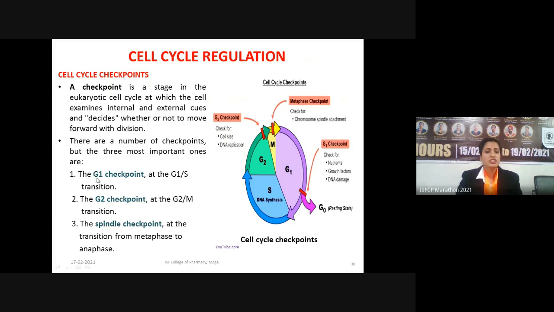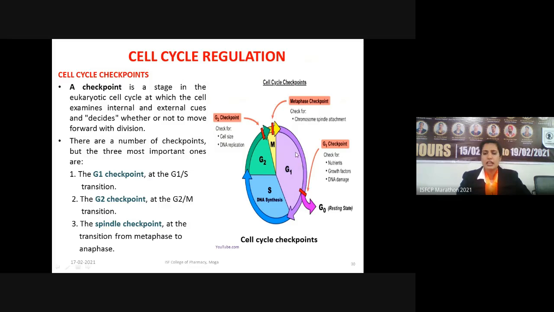The G1 checkpoint occurs at the stage of the G1/S transition. The meaning of G1/S transition is that the cell is going from G1 to the S phase. Transition means it is marching towards the S phase of DNA synthesis. So the G1 checkpoint occurs at the end of the G1 phase.